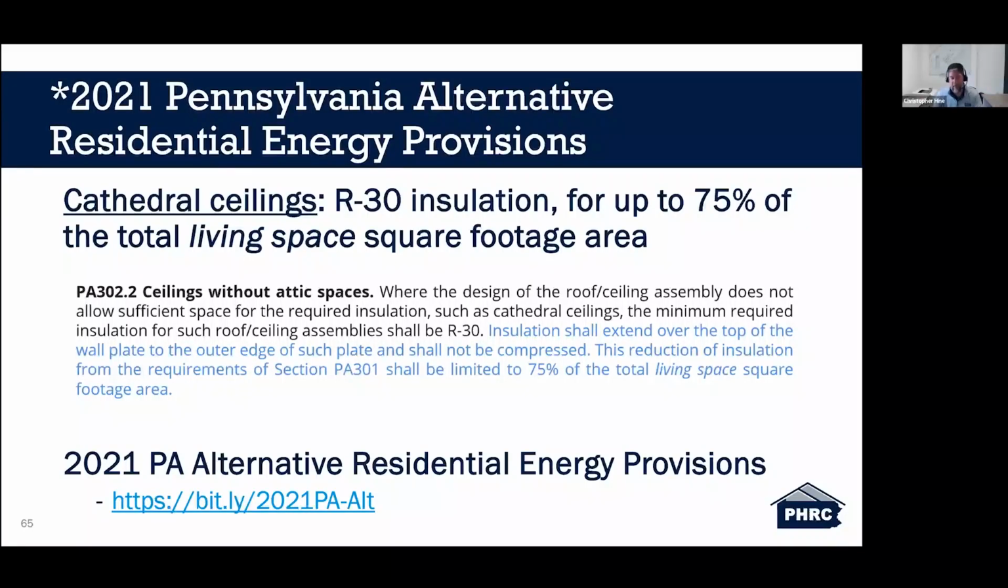So what that means is if we have a ranch on a slab, up to 75% of that ceiling area can be cathedral ceiling or a ceiling without attic space. If we have a 2-story, 28 by 30 box, that means that you could potentially have your entire second floor all cathedral ceiling or ceiling without attic space. So this just increases the allowance for that. So if you have a design out there where you have greater than 500 square feet, you may have an opportunity to use the Pennsylvania alternative for that design.